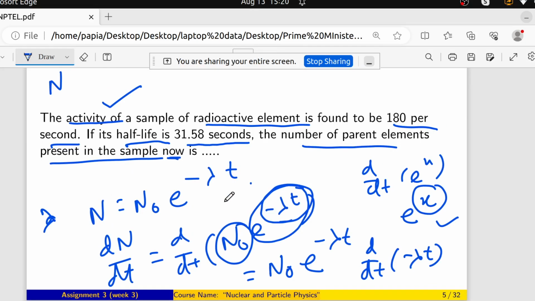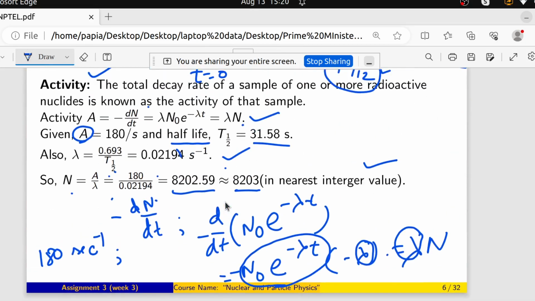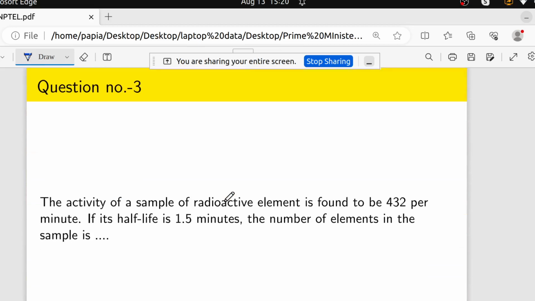So all the rest of the questions are totally based on radioactivity, so it's a very simple chapter. If you just understand a little bit, then you can understand all the questions here. Okay, so now coming to this third question.